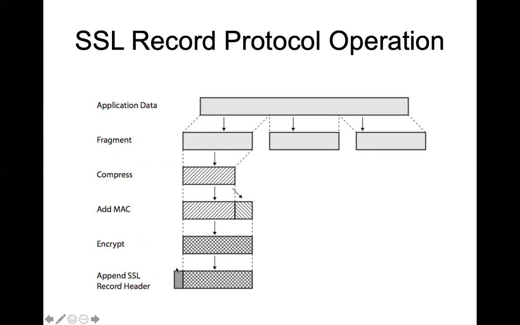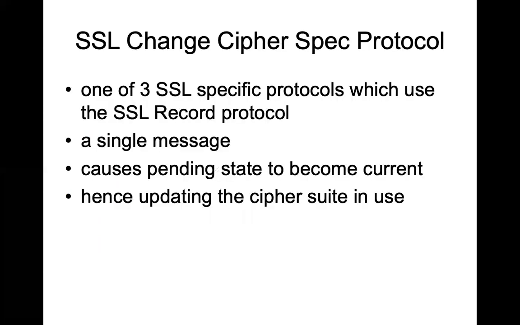On the other side, you strip off the SSL record header, you decrypt the packet, and then you check the MAC, and then you uncompress and you obtain the original text. Encryption provides confidentiality. The MAC provides a means to check the integrity of the message.